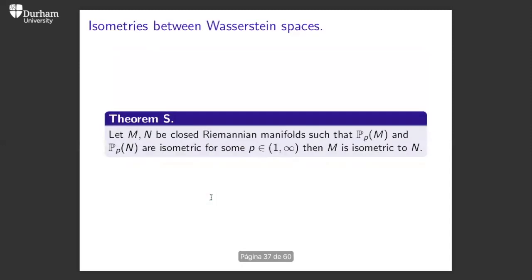And well, now for the first result, we obtain, if you have two closed Riemannian manifolds such that for some p between 1 and infinity, the Wasserstein spaces are isometric, then the manifolds themselves are also isometric.